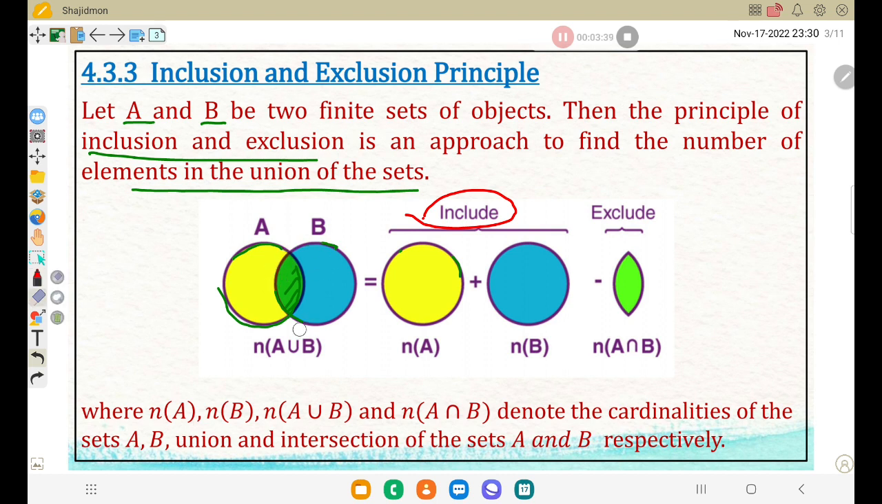We need to decide what part to include and what part to exclude. Hope you understood that, correct? Here number of A, number of B, number of A union B, and number of A intersection B denote the cardinality. Cardinality means the number of elements of that set, and union and intersection of the sets A and B respectively. Now this is the two set case.